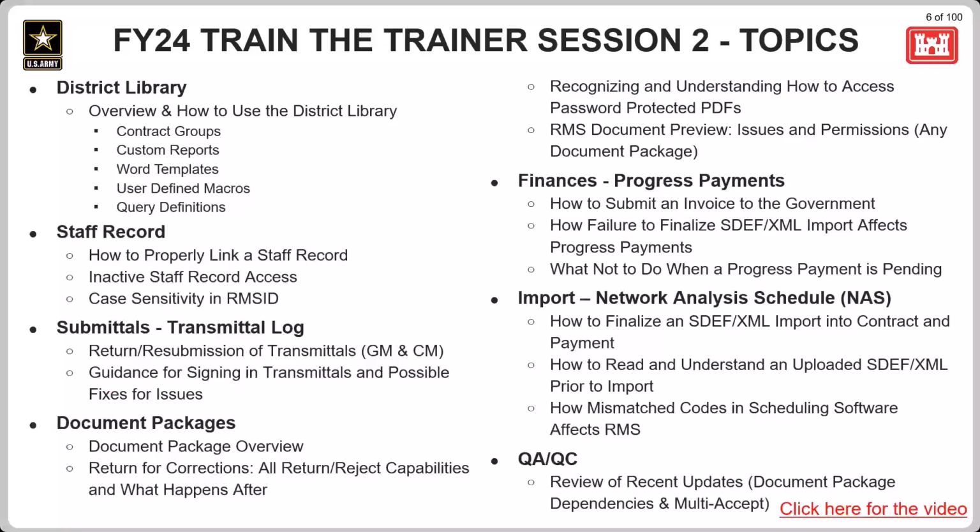And here is a list of the items that were covered in last year's second Train the Trainer session. So that is our most recent Train the Trainer session. We looked at the district library and the staff record at the district level. And then at the contract level, we reviewed the transmittal log, document packages, finances, the import network analysis schedule capability. And finally, we reviewed some updates that were recent at the time of this session in the QA/QC tab. Again, that video from that training session is linked here, as well as on the references slide of this presentation.